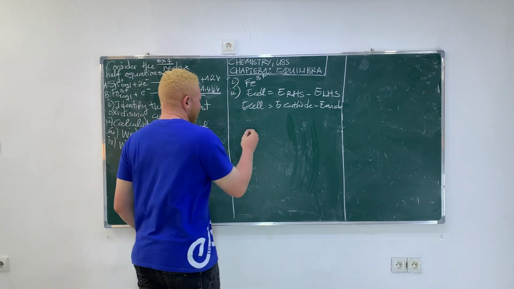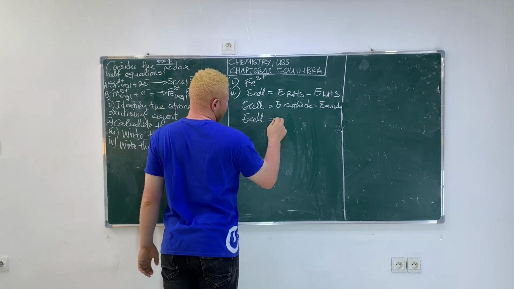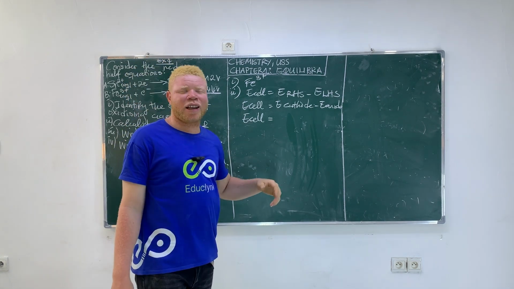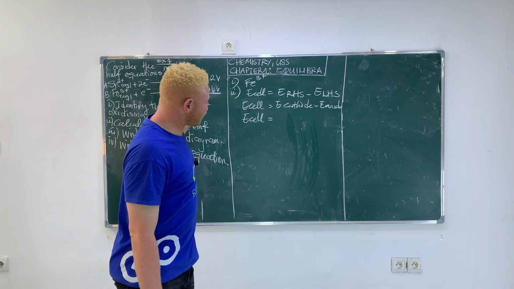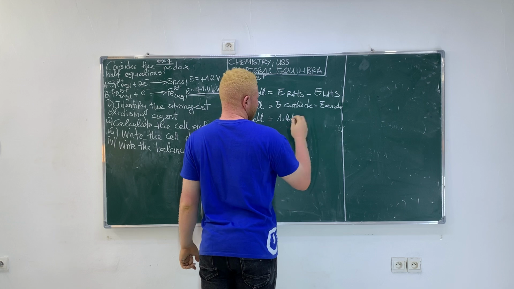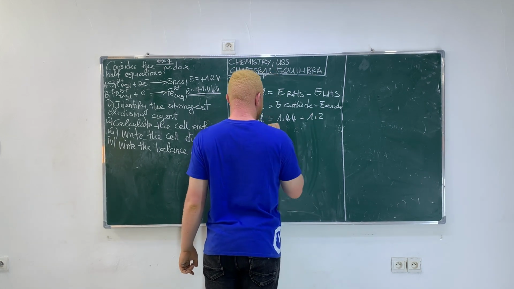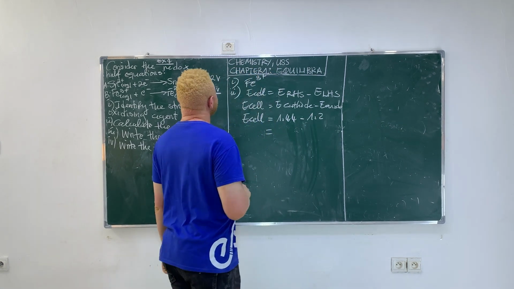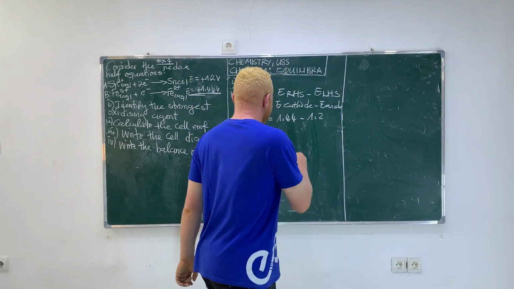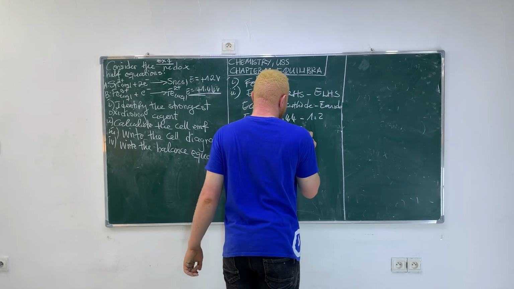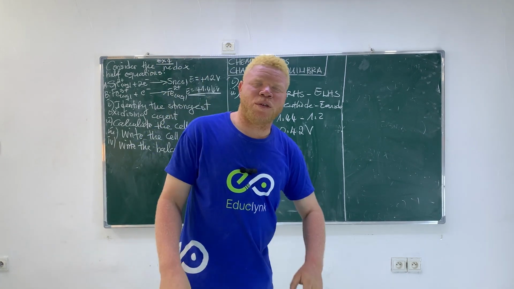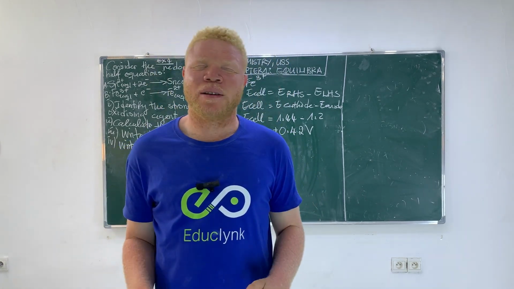So in this case, we're going to calculate the cell EMF. It's the more positive value minus the less positive. So the more positive is 1.44 minus 1.2. So 1.44 minus 1.2 will give 0.42 volt positive. The plus sign is very, very, very important.